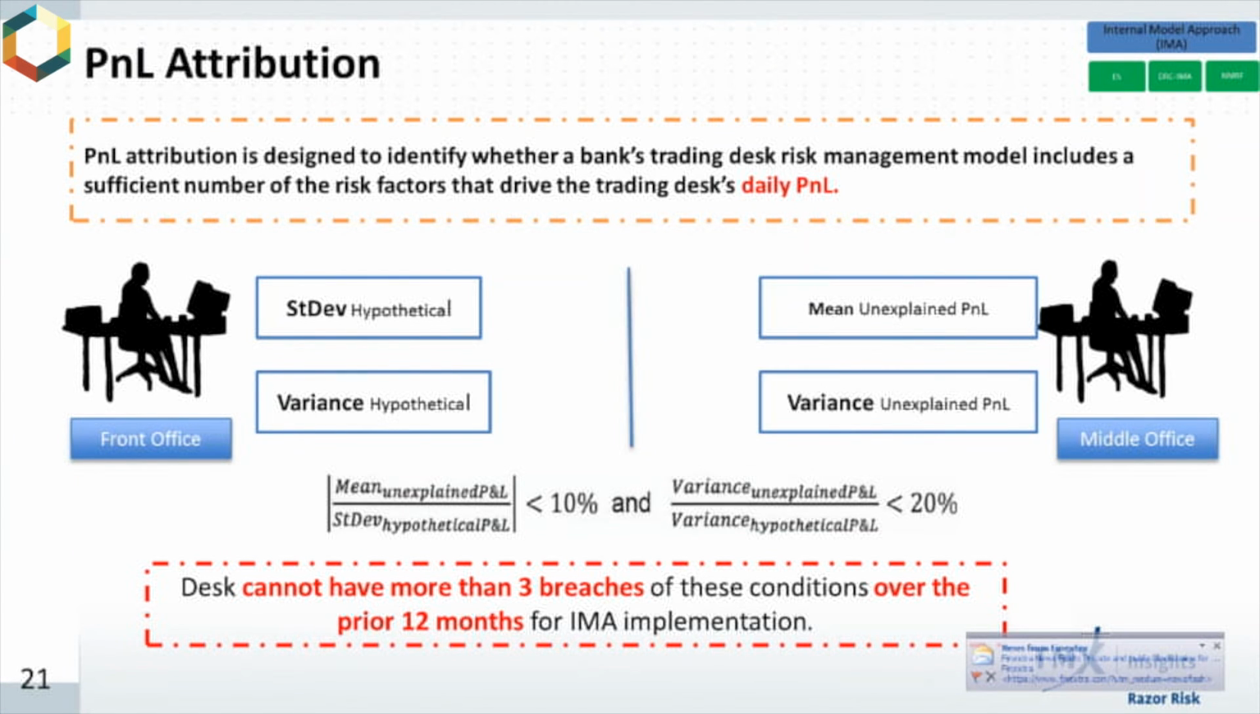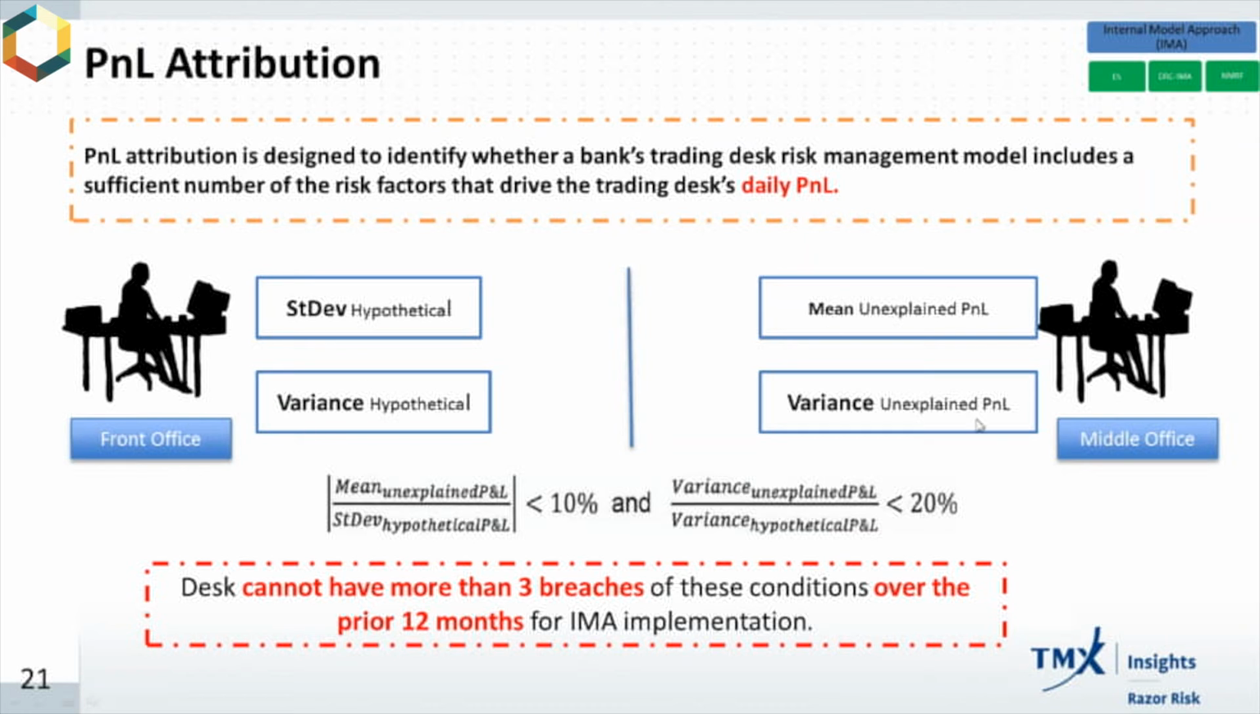2 passing criteria are proposed for the P&L attribution: the mean of unexplained P&L divided by the standard deviation of front office P&L needs to be less than 10%, and the variance of unexplained P&L divided by the variance of front office P&L needs to be less than 20%. A desk cannot have more than 3 breaches of these conditions over the past 12 months for IMA implementation. Otherwise, the desk needs to use SA.